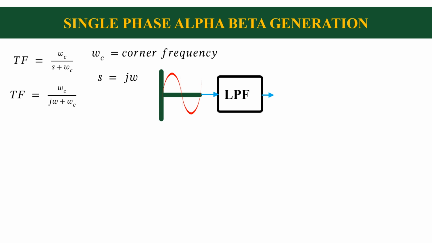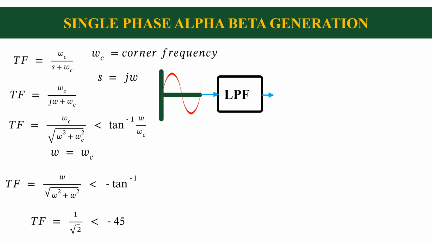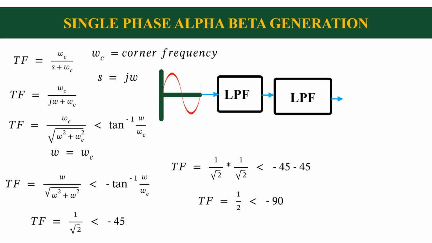Now we can write the magnitude and phase of the low-pass filter as omega c divided by root of omega squared plus omega c squared, and angle minus tan inverse omega divided by omega c. Suppose omega is equal to omega c, then the magnitude becomes 1 by root 2, and the angle becomes minus 45 degrees. If we add one more low-pass filter, then the magnitude becomes 1 by 2, and the angle will be minus 90 degrees. Now multiply the output of the second low-pass filter by 2, then we will get a signal which is the same as the input, but with a 90 degree phase shift.